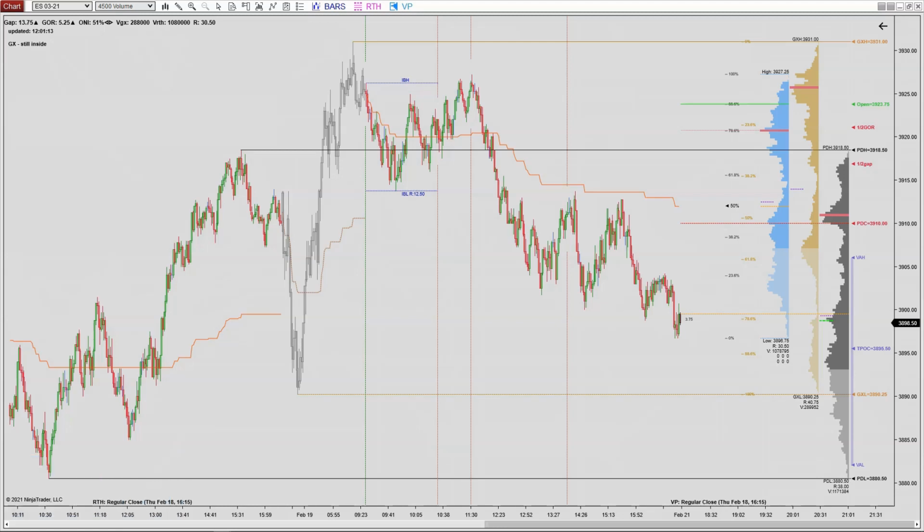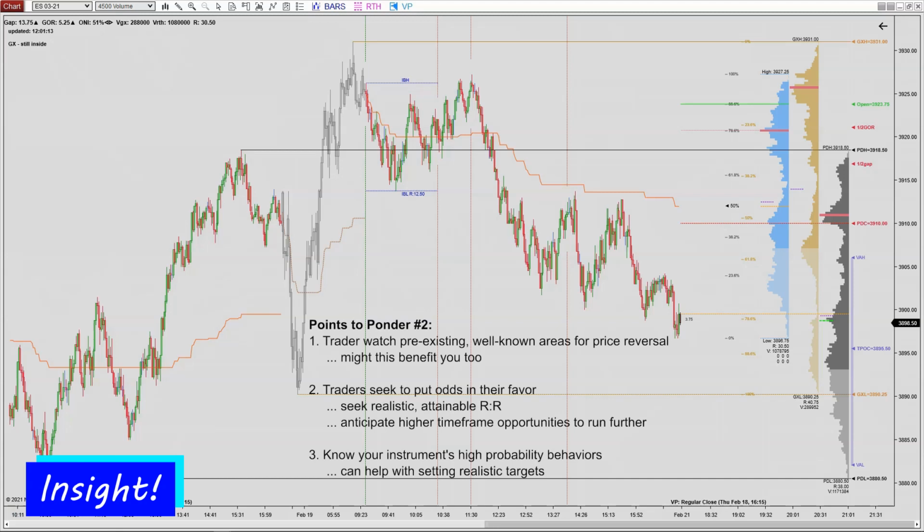I would also like to use this time to make the following points. Traders watch pre-existing, well-known areas for price reversal. Conversely, not knowing these areas can put you at a disadvantage. We do not seek perfection, but instead seek to put odds in our favor. Being right on the next higher time frames helps to let your winners run. It helps to know the high probability behaviors of the instruments you trade.